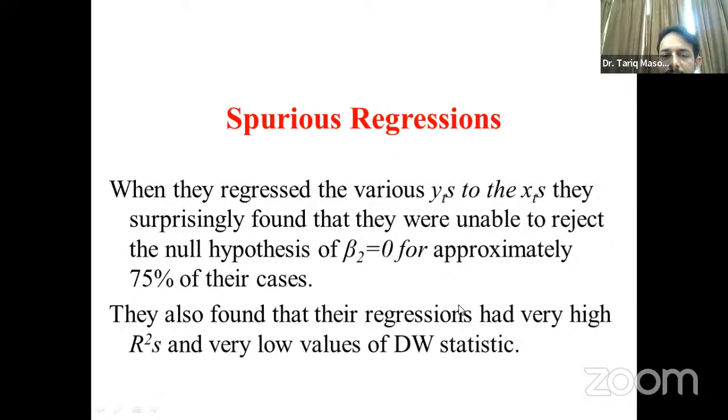And this failure to reject the null hypothesis is due to the presence of unit root in both the cases. Both the variables contain a unit root, and due to the presence of unit root in both the data, it seems that there is a significant relation between y and x. In such a scenario, you will get a very high R square value and a very low value of DW. DW is the Durbin-Watson statistic that we use for detection of autocorrelation.